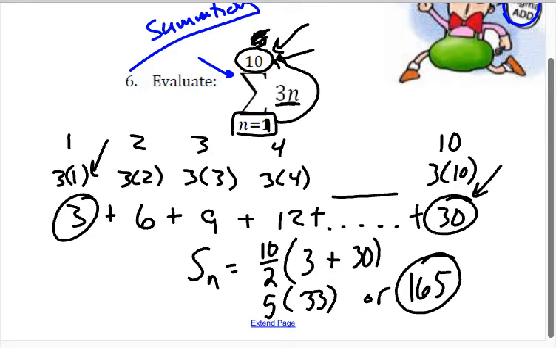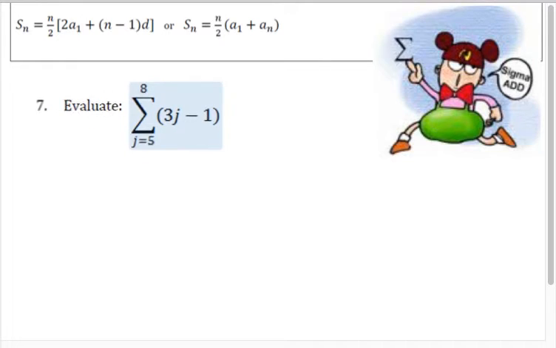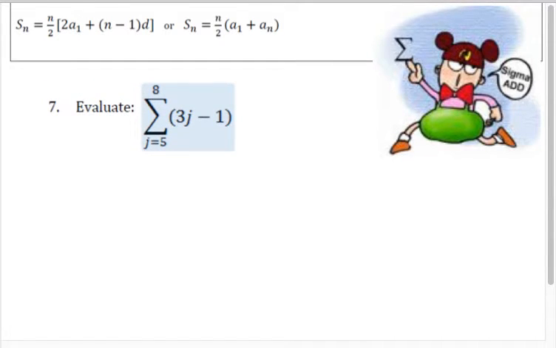But you're going to see in the next one, it's not so easy. Anyway, sigma. That's the main thing with sigma. You're just generating terms and then adding them all up. It's a summation. Sigma. Okay, this one's a little bit different. Not a lot different, but a little bit.